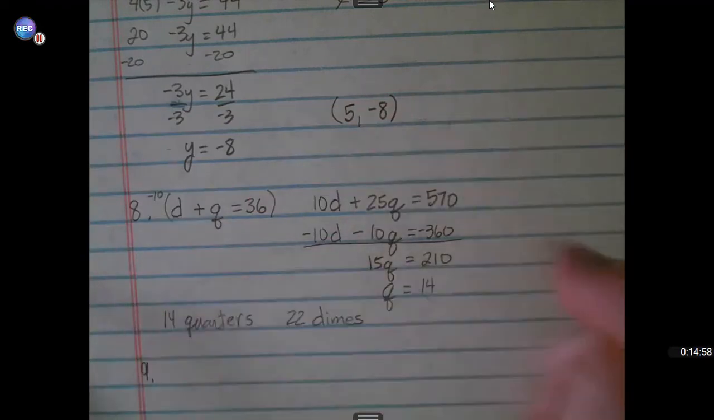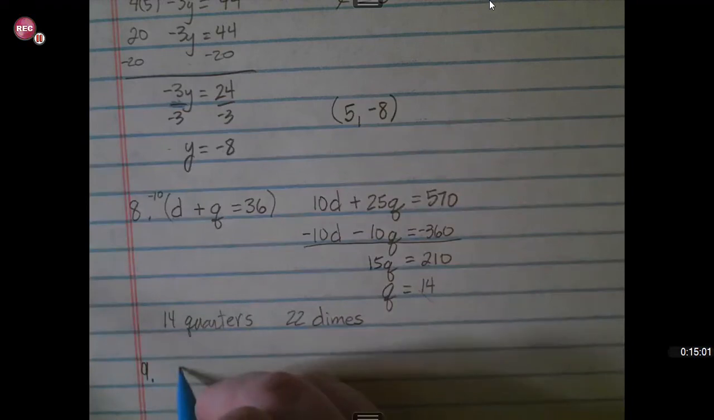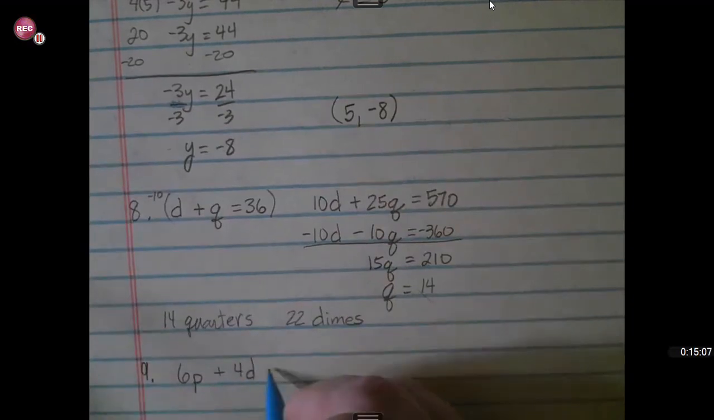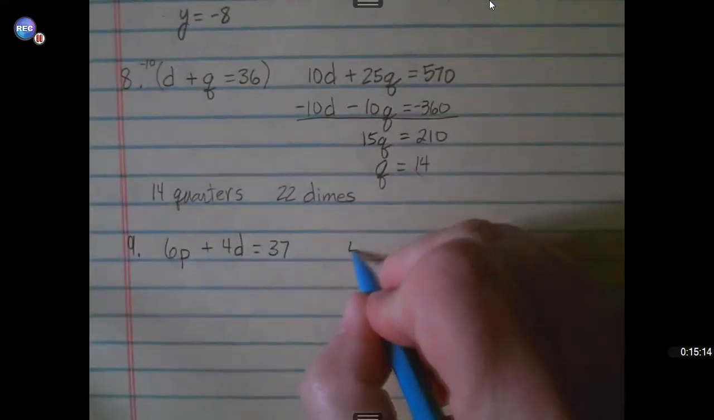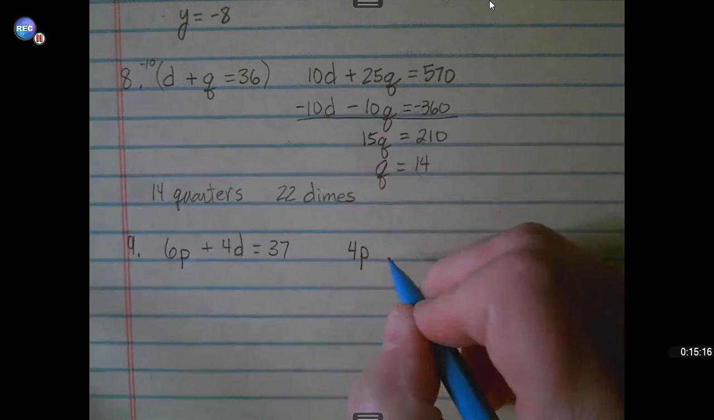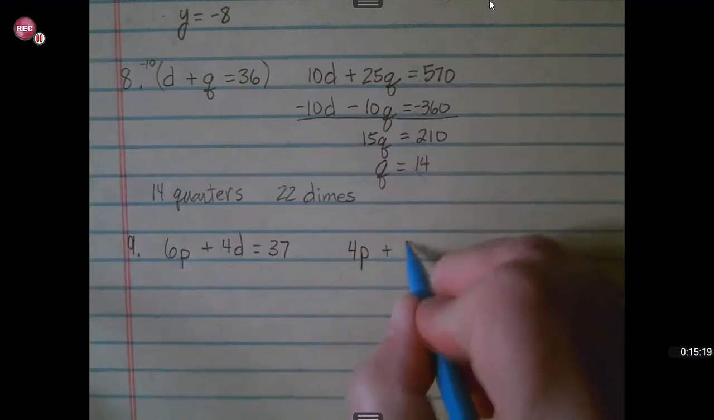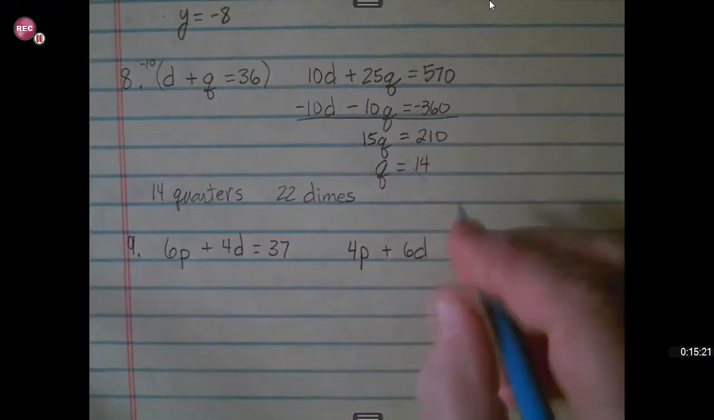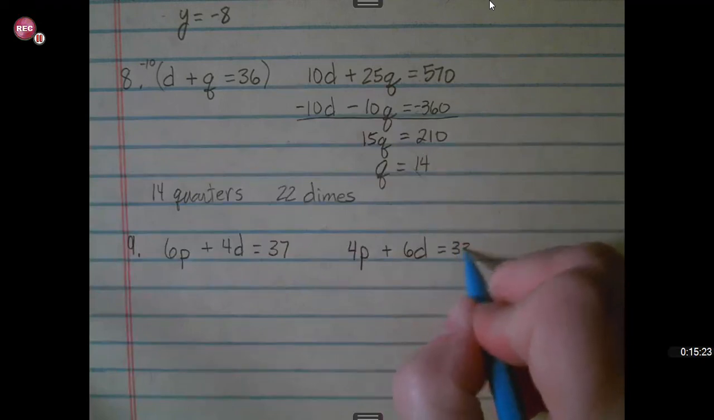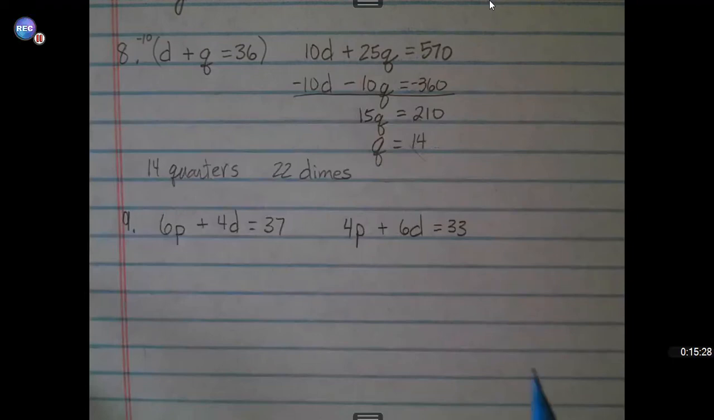Okay. Number 9, the price of 6 slices of pizza and 4 drinks is $37. The price of 4 slices of pizza and 6 drinks is $33. Obviously, we're not going to Little Caesars here.